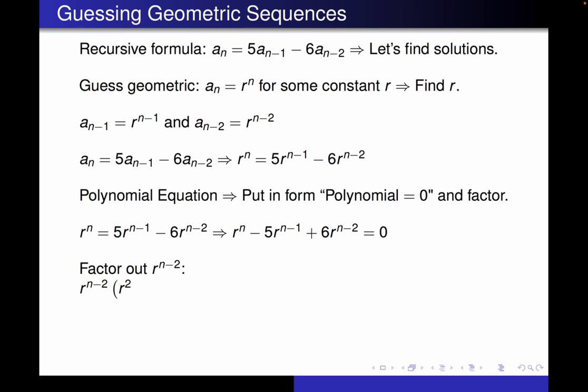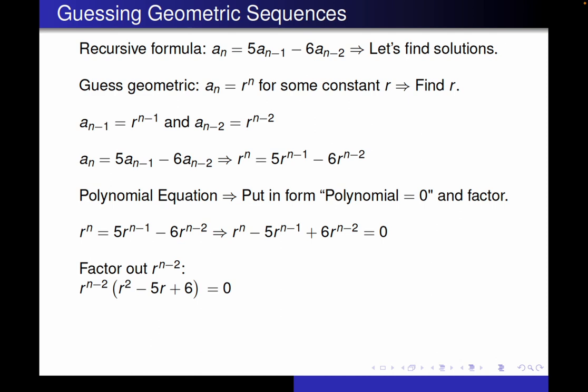We get 2 more left over. We have n minus 1 factors in the second one. When we factor out n minus 2, we have 1 factor left over. And then the third term, that plus 6, is because we factor out all the factors of r, because it's r to the n minus 2. So that's great. So it's partially factored.